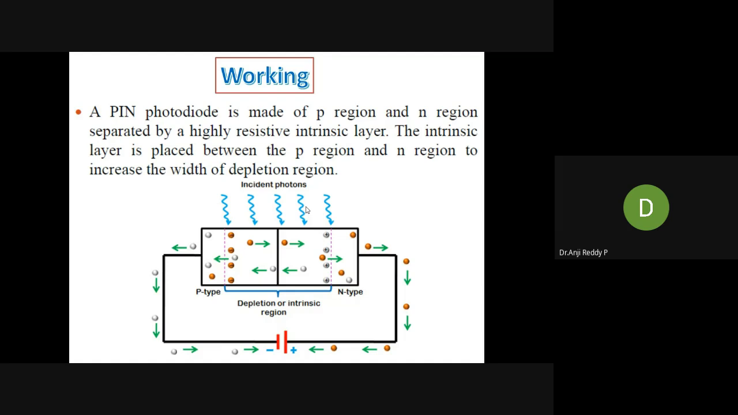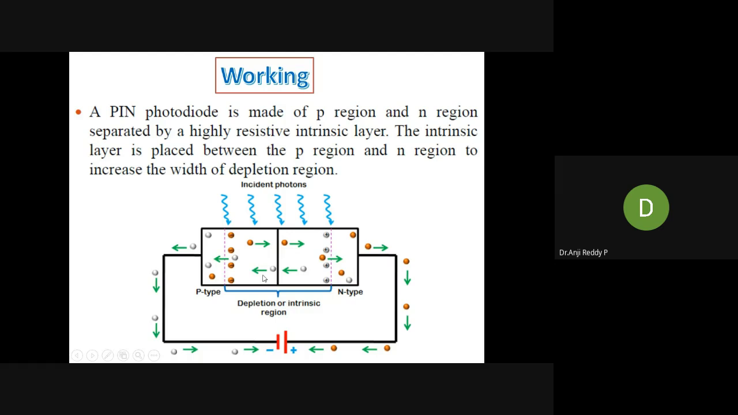The width of the depletion region increases. In case of forward bias, it decreases, right? Actually, here we are connected in reverse bias condition, so automatically the width of the depletion region increases. Already we have an intrinsic semiconductor in between, which acts as a depletion region. When we connect it in reverse bias, it increases the width even more. We have a large depletion region width.